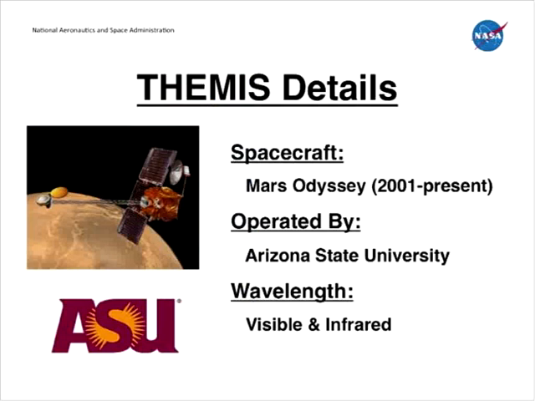The Themis camera is on board the Mars Odyssey spacecraft, which has been in orbit around Mars since 2001. The camera is operated by Arizona State University, and it's a little unique because it can take pictures in both the visible spectrum, which is the area of light that humans can see, and the infrared spectrum, which shows you the temperature of the objects you're looking at.